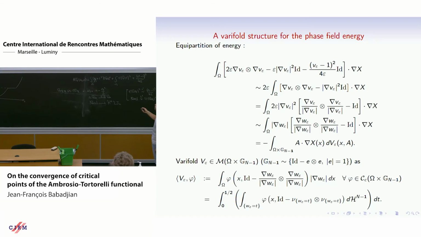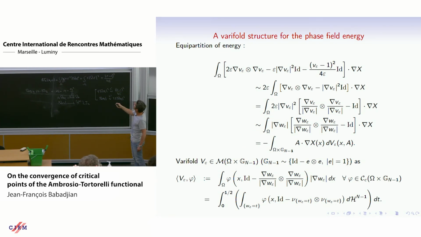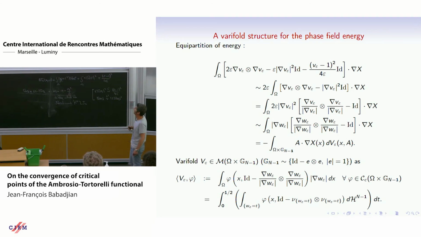So it means that the gradient of V epsilon and the gradient of W epsilon are parallel to each other. These are exactly the directions. I can replace the direction of grad V epsilon by the direction of grad W epsilon. And now there is this factor here that I replace by the gradient of W epsilon, and it comes from my second statement in the equipartition of the energy: 2 epsilon grad V epsilon squared is equivalent in L1 to the modulus of the gradient of W epsilon. And here is the final expression that I get at this stage.